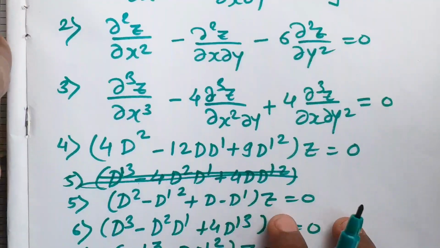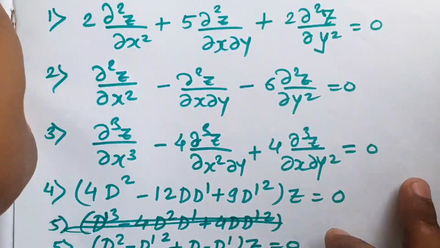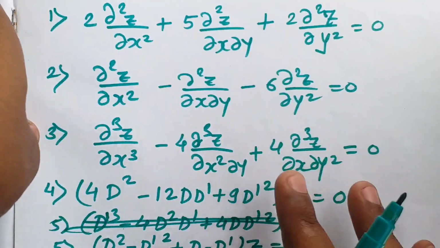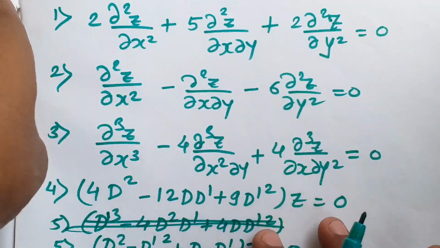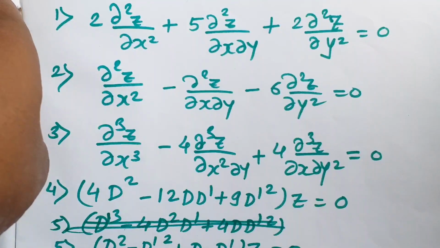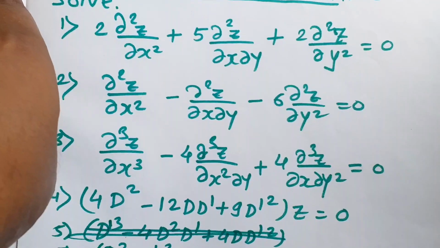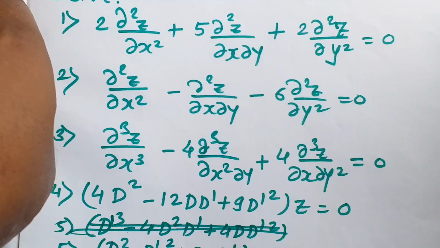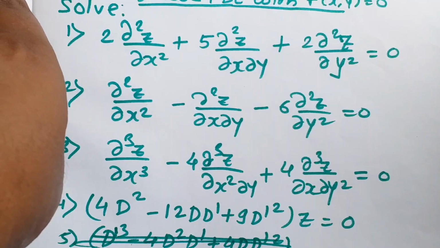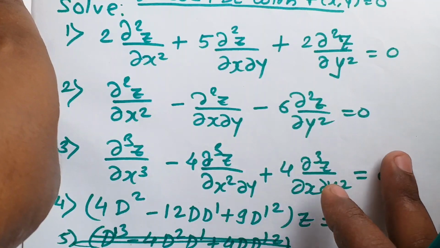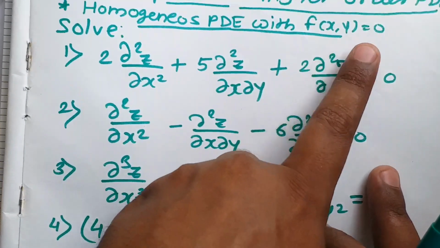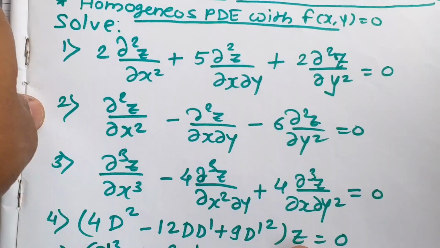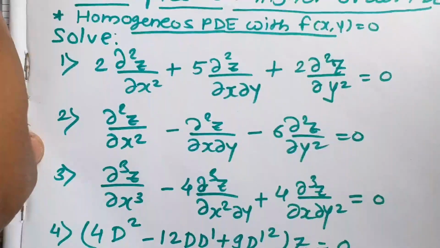So a total of 7 problems I have listed here. There are various cases that may arise, and depending upon the roots we determine the solution. So different types of problems I have covered. Some I will do here and some I will leave for practice. The examples based on particular integral, that is f of x, y not equal to 0, will be covered in the coming lecture. So let us start solving the first example.